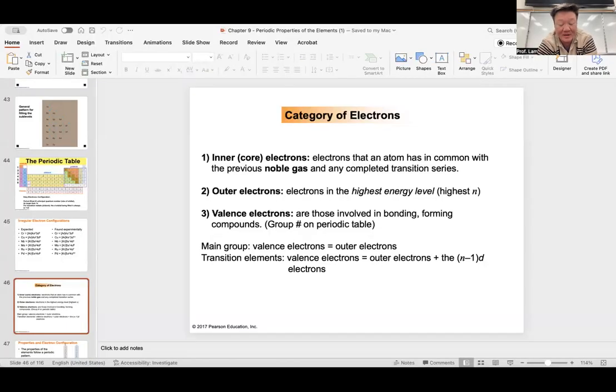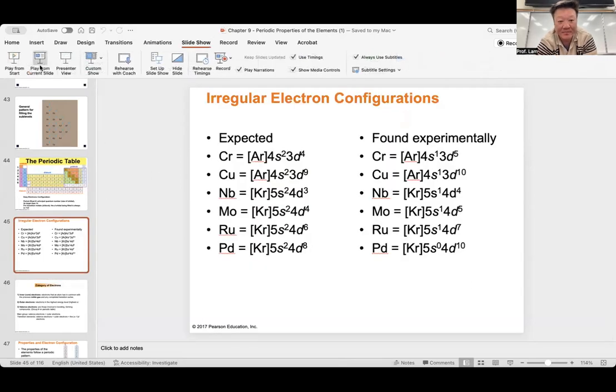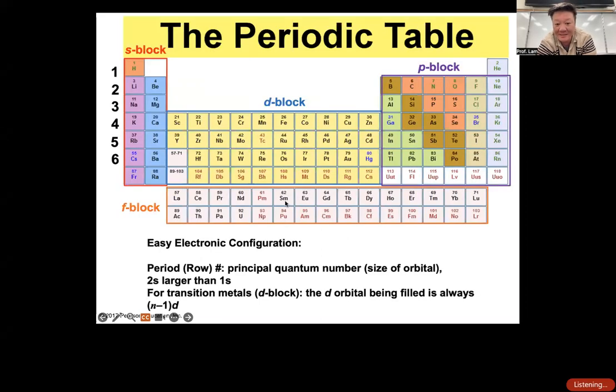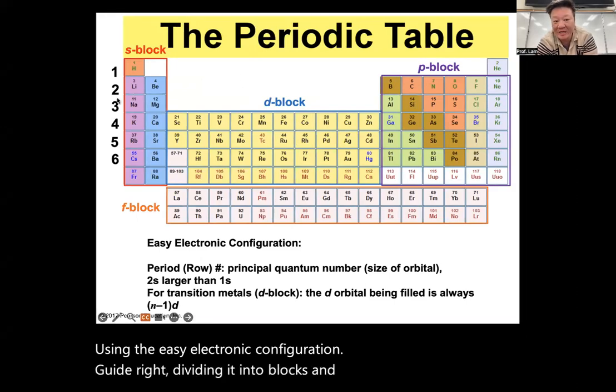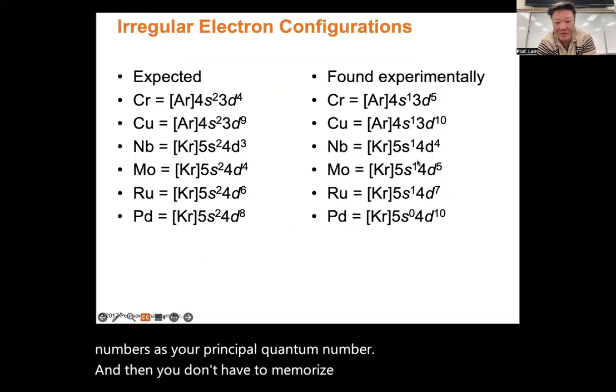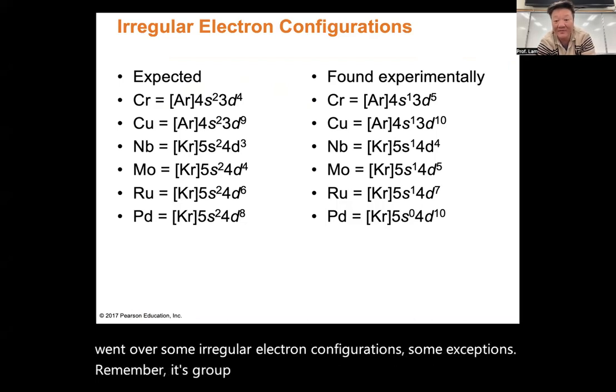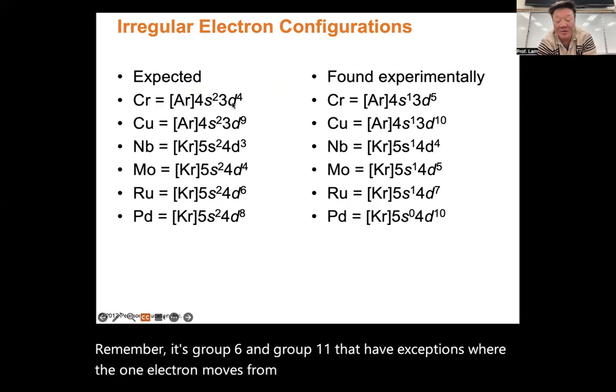As you guys remember, last time we went over electron configuration using the easy electronic configuration guide, right? Dividing it into blocks and then using the period numbers as your principal quantum number. And then you don't have to memorize anything, right? Then we went over some irregular electron configurations, some exceptions. Remember, it's group 6 and group 11 that have exceptions where one electron moves from the s orbital to the d.